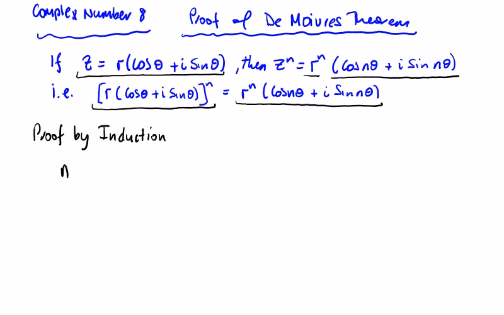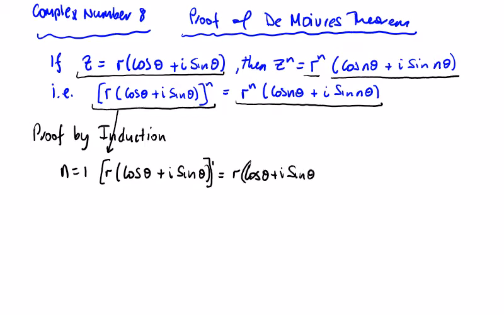So let's look at n is equal to 1. So we'll use this one here. So that means that r times the cos of theta plus i times the sine of theta, the whole thing to the power of 1. So that's equal to, anything to the power of 1 is just equal to itself. That's equal to r times the cos of theta plus i times the sine of theta.